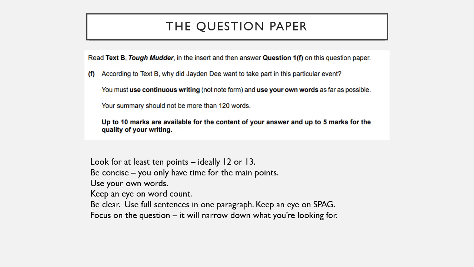You've got to limit yourself to 120 words. And what they're looking for is at least 10 points that you can pick out. Ideally, there might be 12 or 13 even in the mark scheme. Okay, try and be thorough and try to pick out as many points as you can to do with why he wanted to take part in the event here. You've got to be concise though, because you'll notice in the question it says your summary should not be more than 120 words. If you go a little bit over, you're not going to be penalised for it.